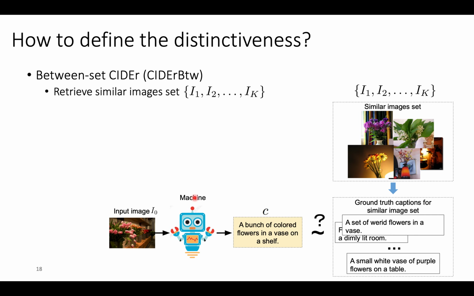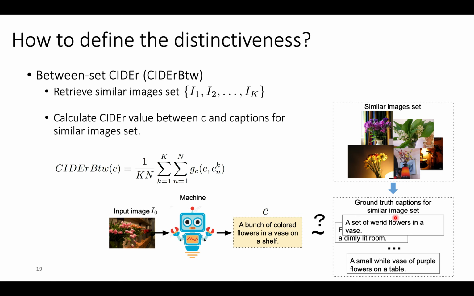We first use the target caption, the target image, to retrieve a similar image set with K samples. Each image is equipped with n human annotated captions. Then, we calculate the CIDEr value between the target caption and the ground truth captions from similar images set. If the caption captures unique aspects in its image, then it should have less overlap with the captions from similar image set. Thus, it will own a lower CIDEr between value.